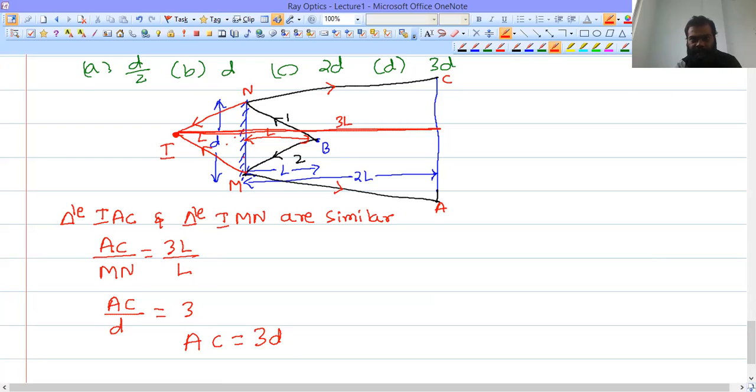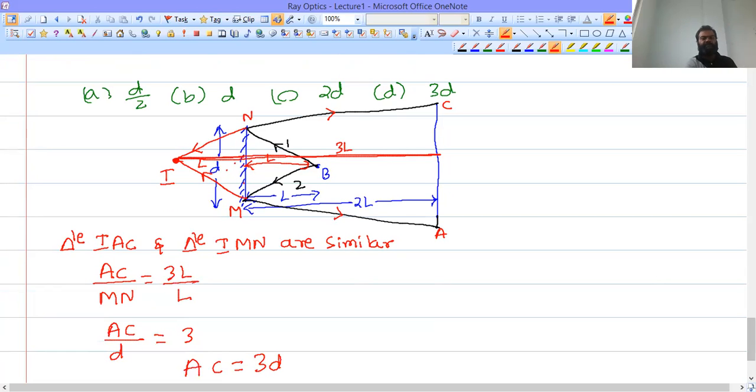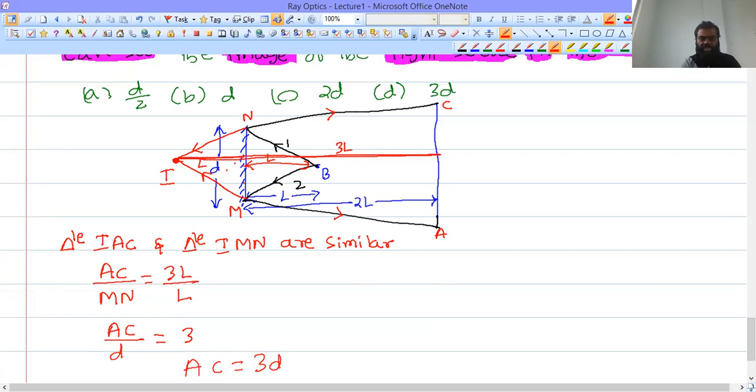Is it fine? So simple. We need to find the object, and from the object light rays will be incident, such that the light rays will be reflected. Whenever we extend the light rays in the backward direction, we get the image formed, like this. So the answer will be 3D.